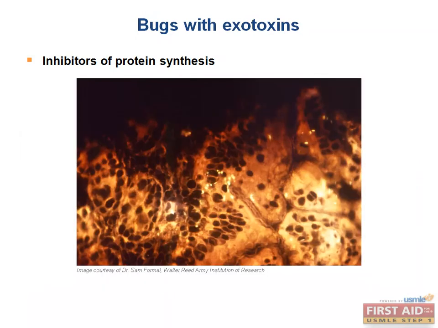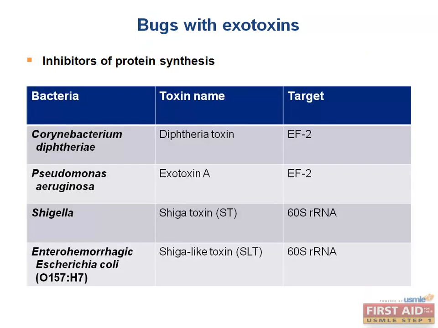Shigella species also produce an exotoxin which inhibits protein synthesis. The shigatoxin functions by inactivating the 60S ribosome by physically removing an adenine group from the rRNA. Note that Shigella is an invasive bacteria, so it will penetrate the mucosa and cause cell death.